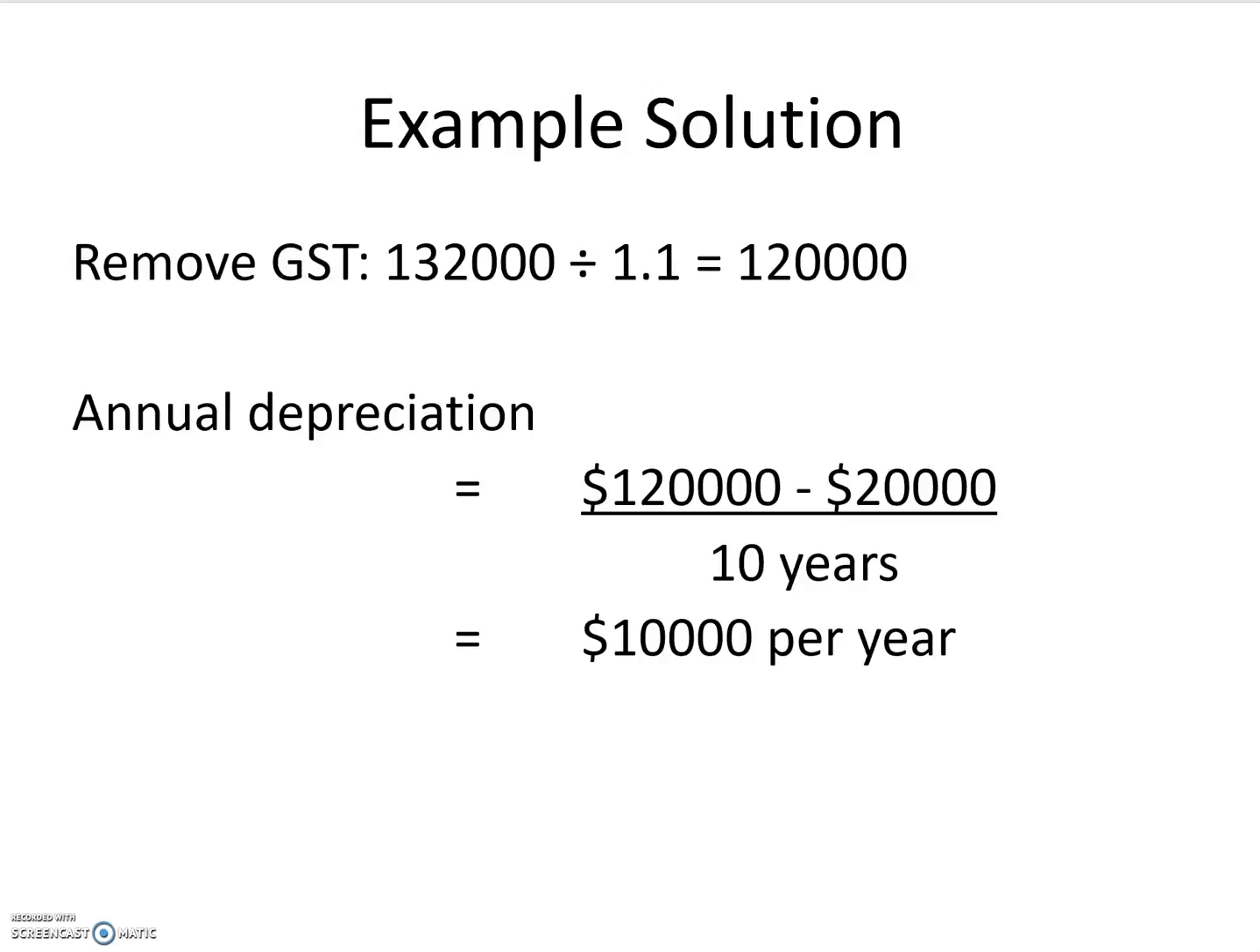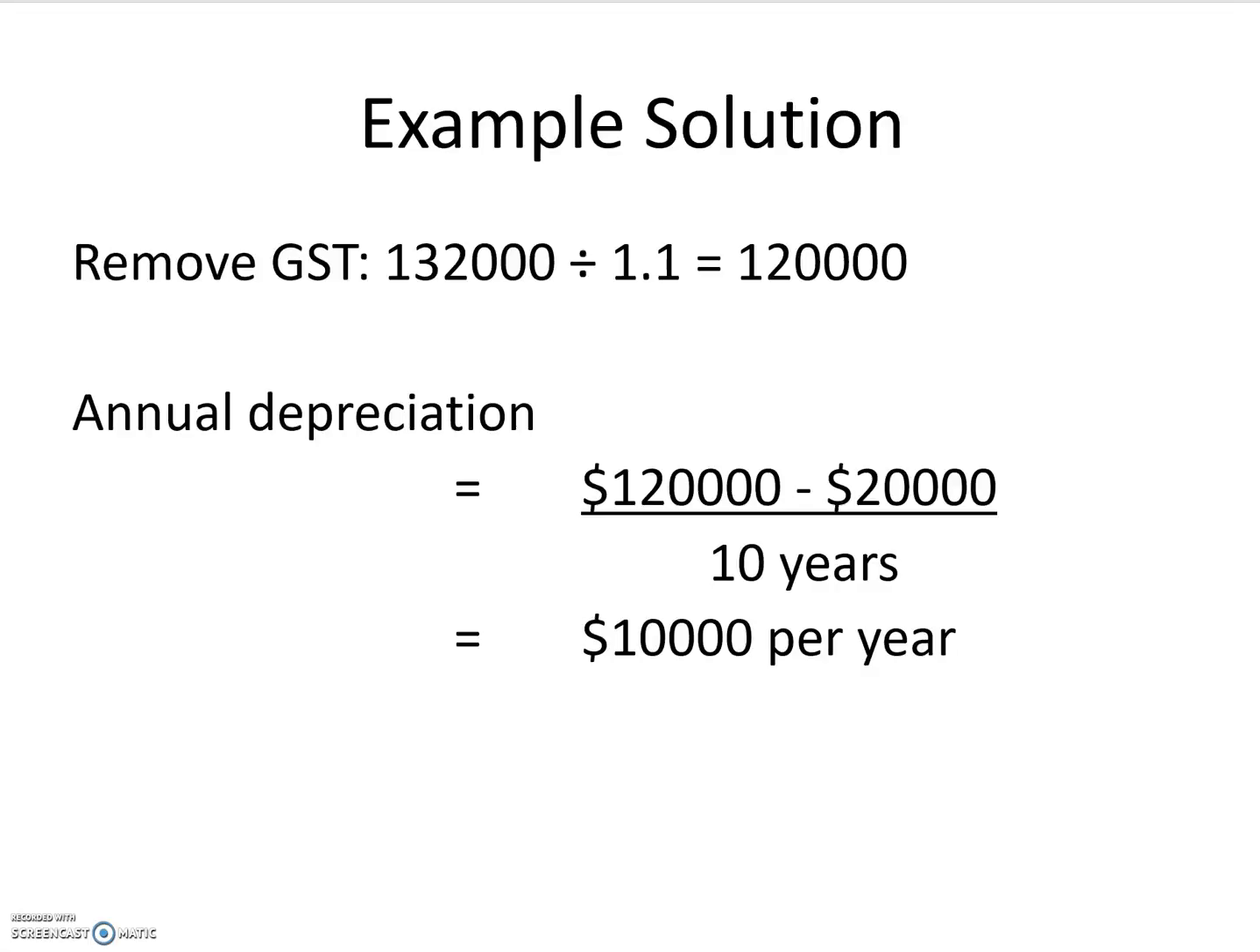So that 132,000, we can divide it by 1.1, and that's going to give us the amount excluding GST. Or of course you could have divided 132,000 by 11, which would give us 12,000, and we could deduct that off the original amount as well. So do whichever way suits you.